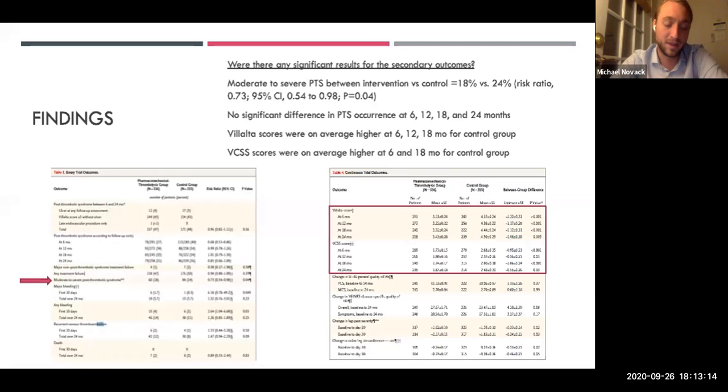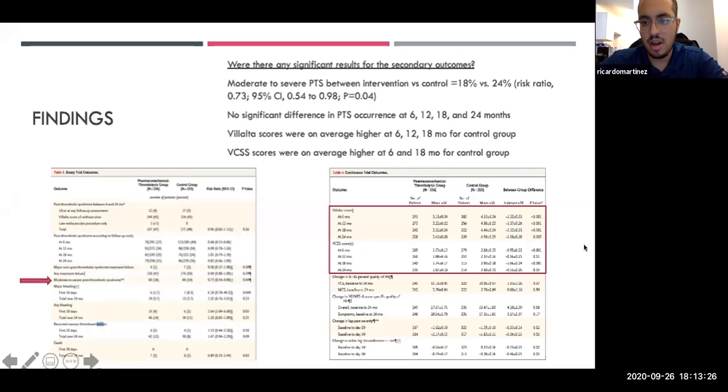Perhaps the mechanical thromboembolic treatment was more effective at restoring venous valve function. I guess that would be the theory. Yeah, so I think that's a great point.